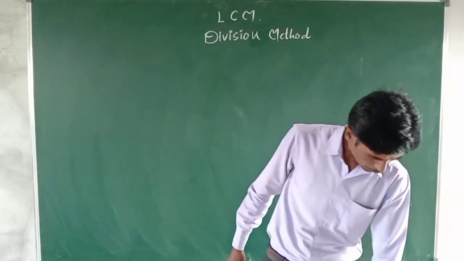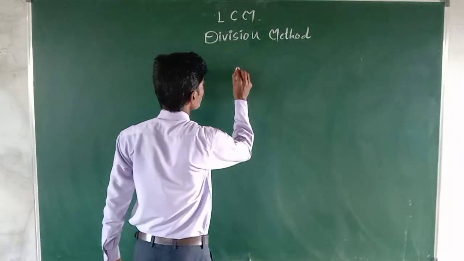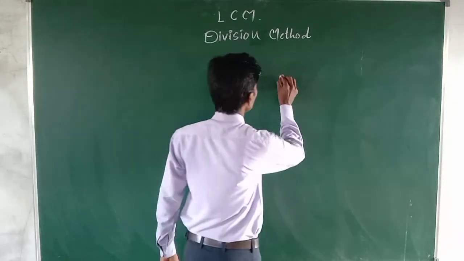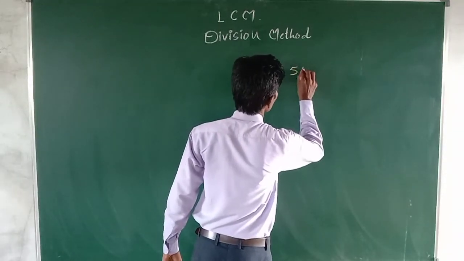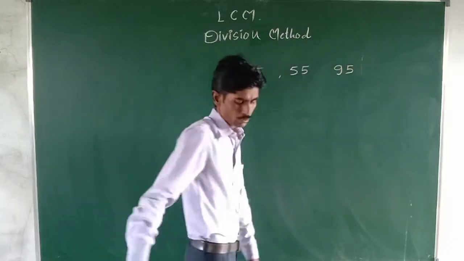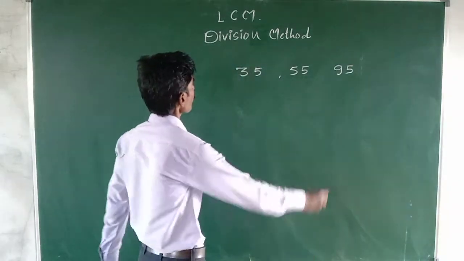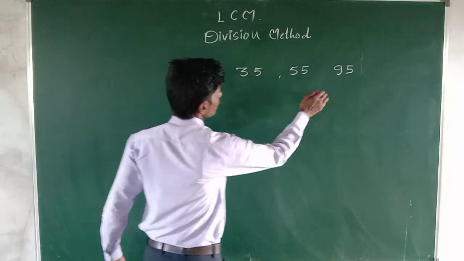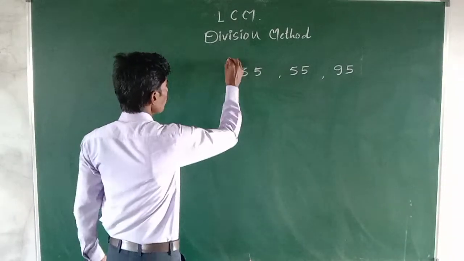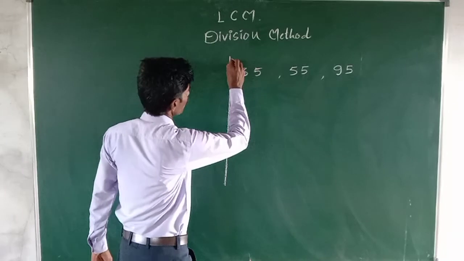The first example is 35, 55 and 95. So this is the example of it. These are the three numbers given here. Now we have to do the division of these numbers.